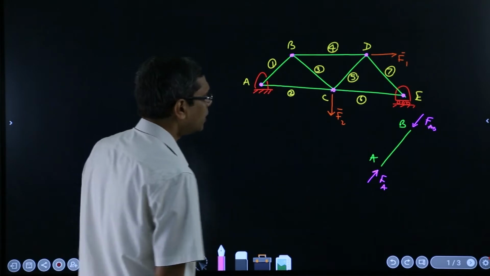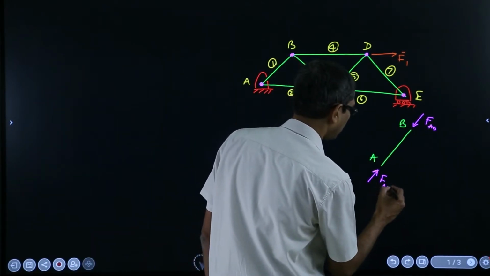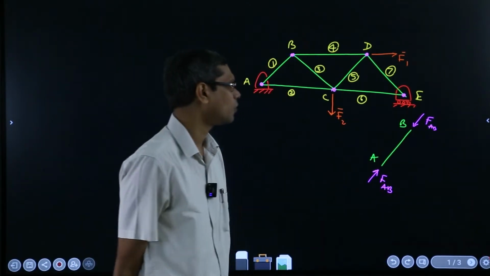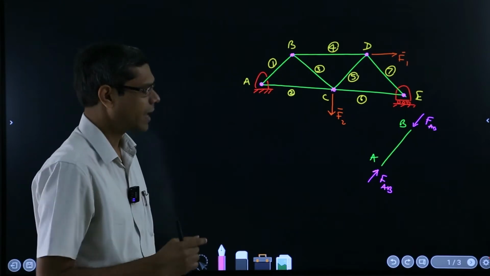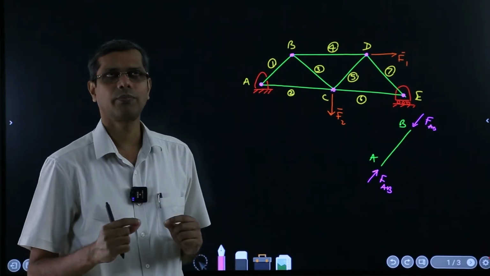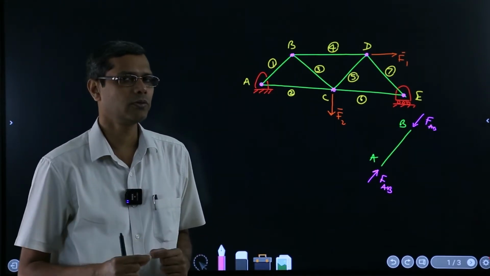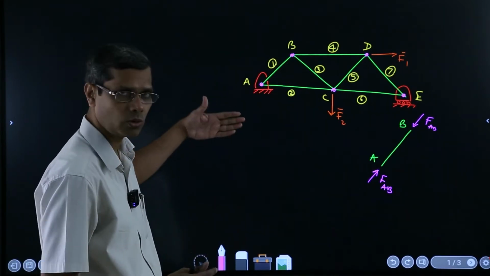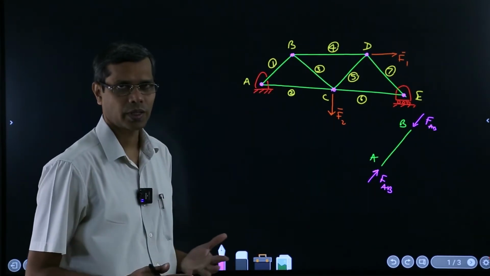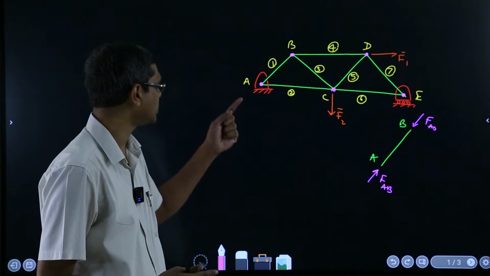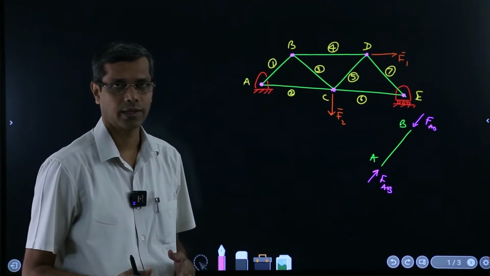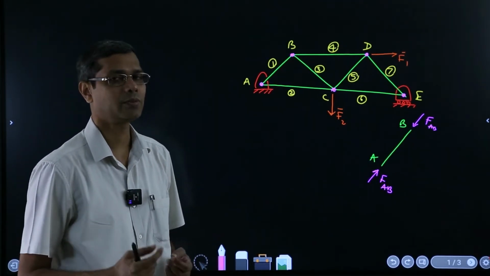That means what? Here I should have written B, no? Yeah. Now, what they mean is every member has got a force magnitude which is unknown, because the direction is known once we know the truss. The truss geometry tells us in which direction this force is acting.